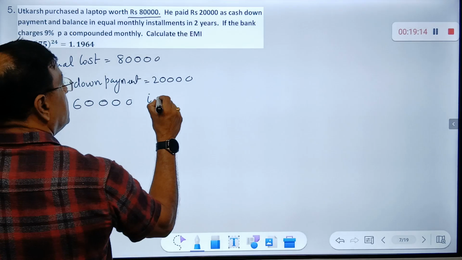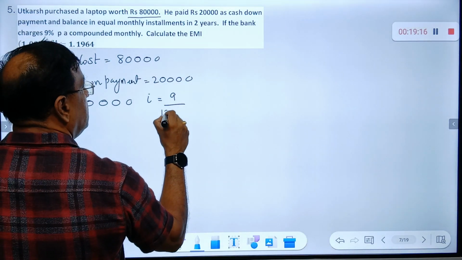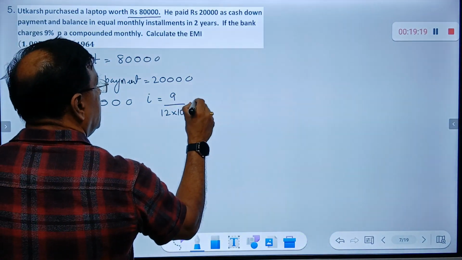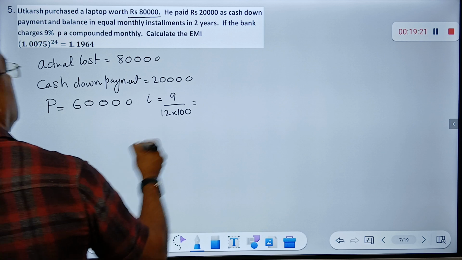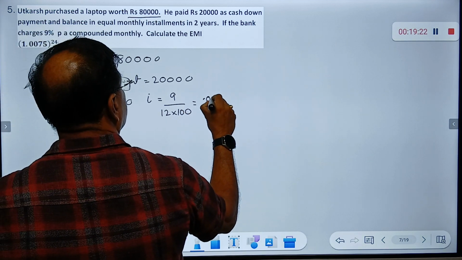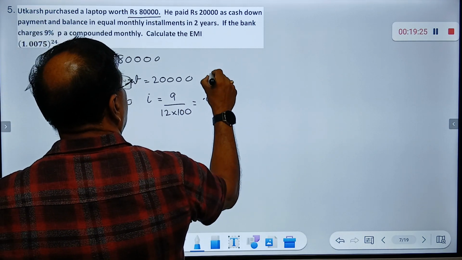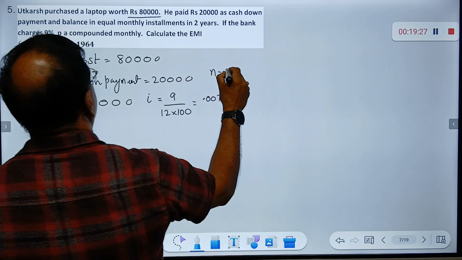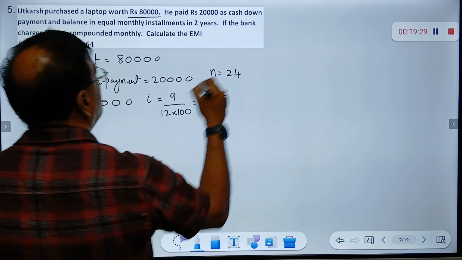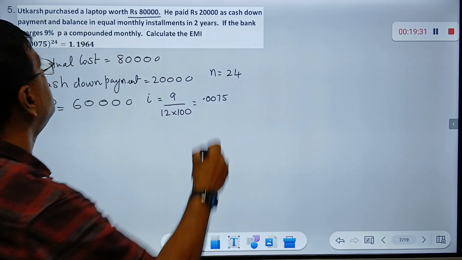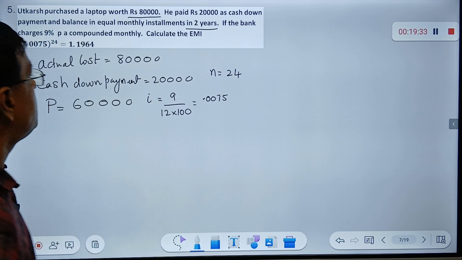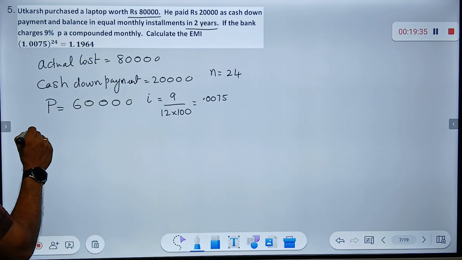What is my interest? 9 by 12 into 100. What is 9 by 12 into 100? It comes to 0.0075. And what is the number of years? It is 24. 12 into 2, it's for 2 years.